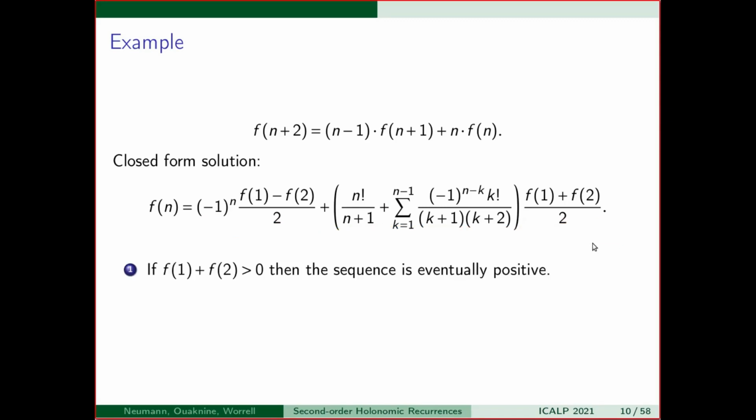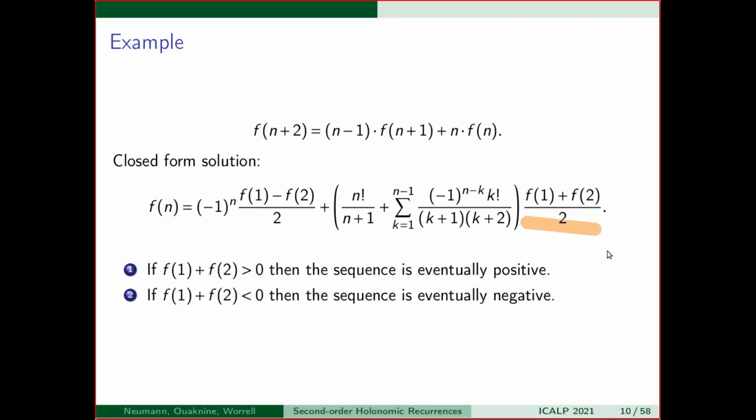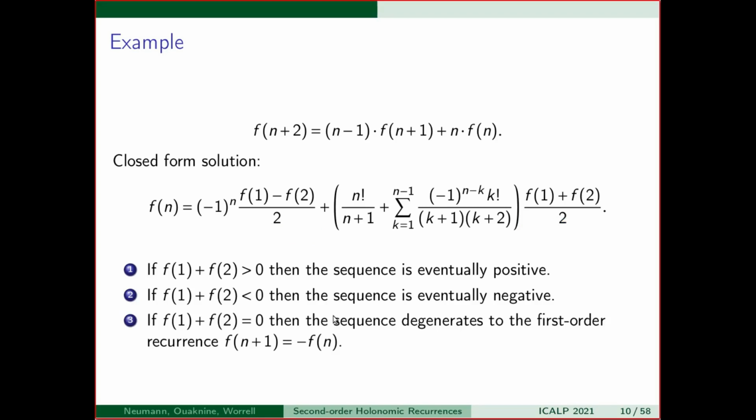Meaning that if f1 plus f2 is positive, then the sequence is eventually positive. If f1 plus f2 is negative, then the sequence is eventually negative. However, if this term vanishes, f1 plus f2 is equal to 0, then we just have this alternating term, and then our sequence degenerates to a first order recurrence. F of n plus 1 is equal to minus f of n. And now it just depends on the value of f of 1.